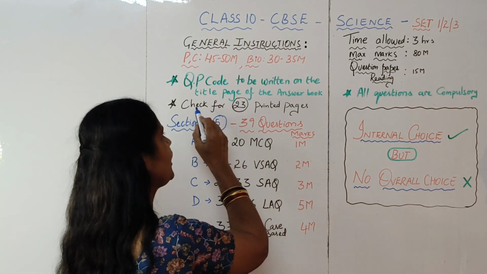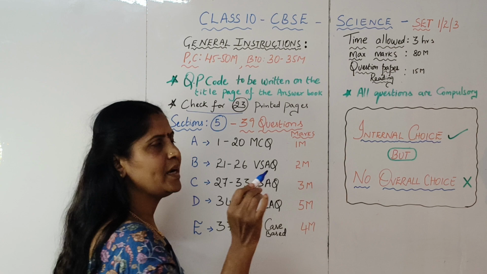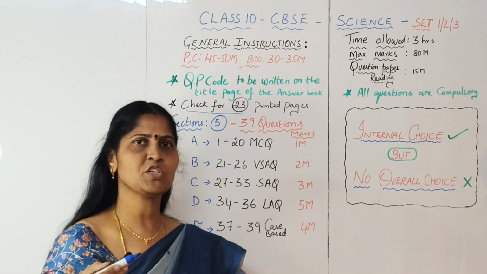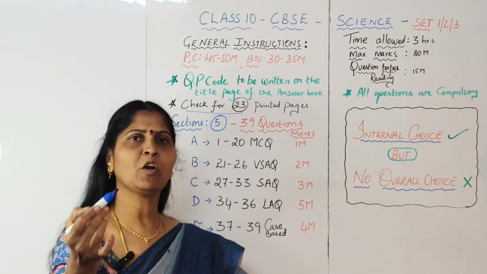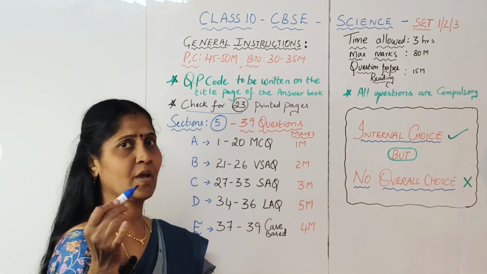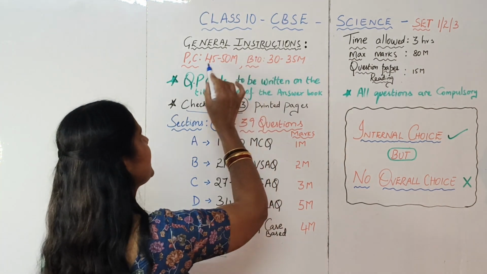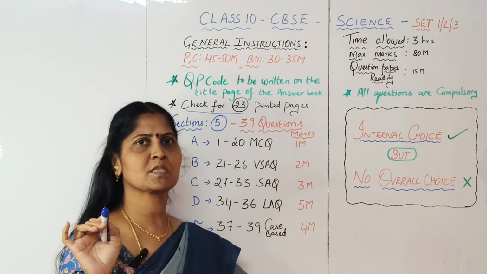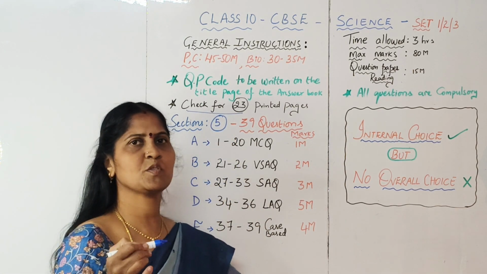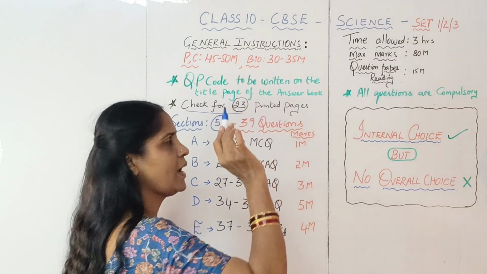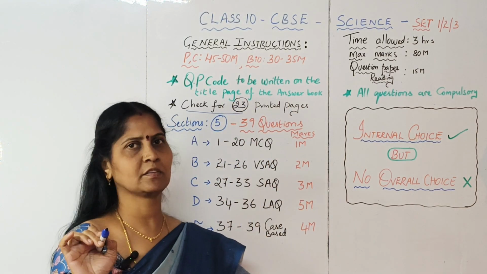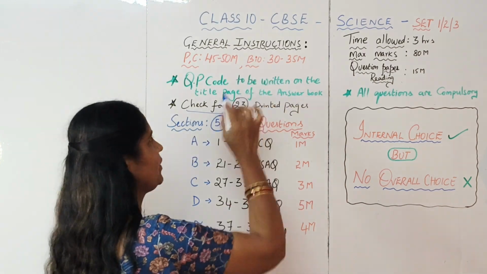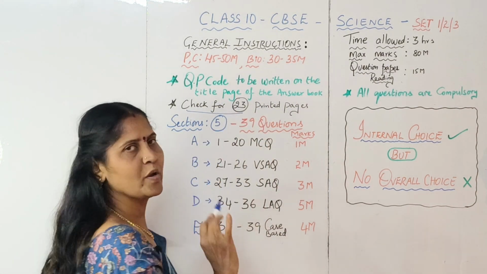That you have to mention on the answer sheet. And then first you have to check for 23 printed pages. All the pages, whether they are printed or not, you will check for that. When we talk about the subject science, in science you have physics and chemistry, about 45 to 50 marks for physics and chemistry. For biology you will be allocated 30 to 35 marks. So it can vary a little bit here and there. So this is the allocation of the marks.